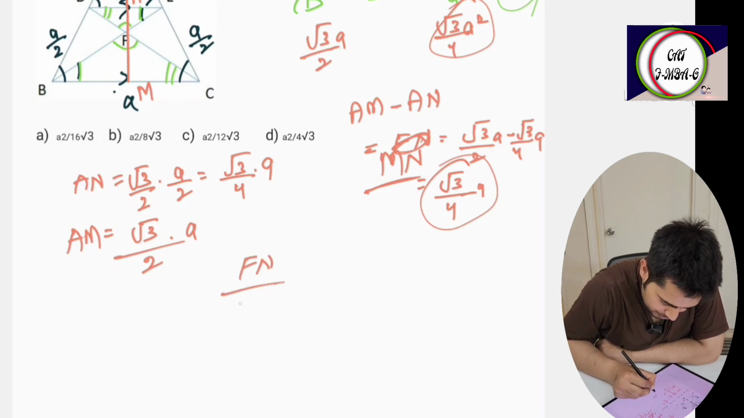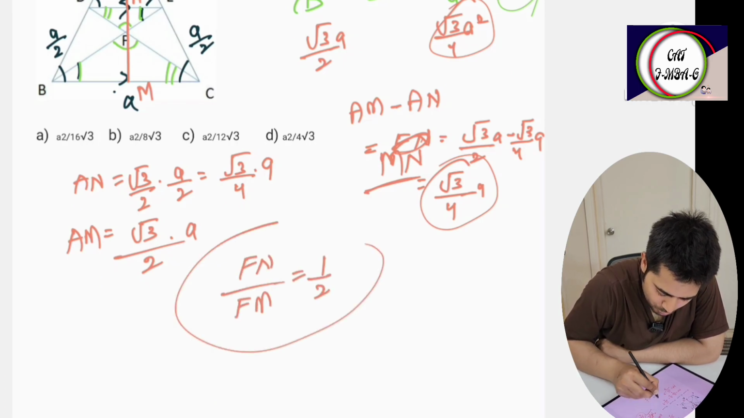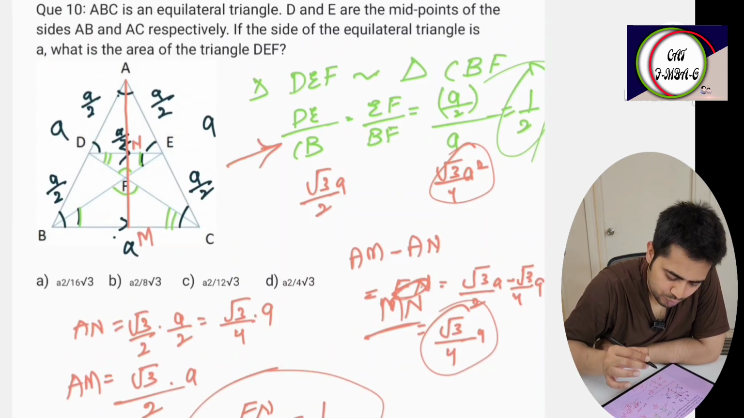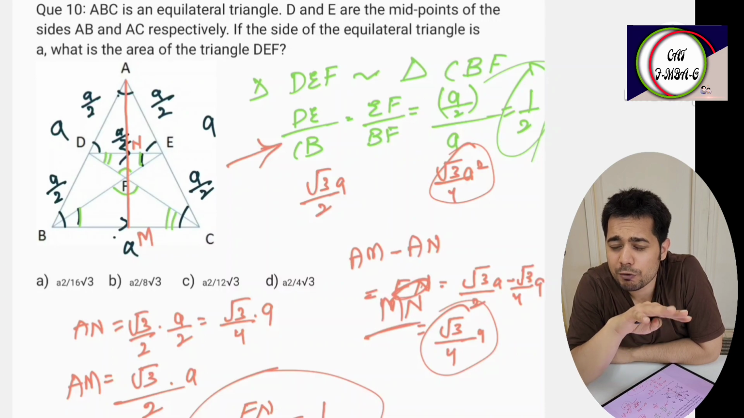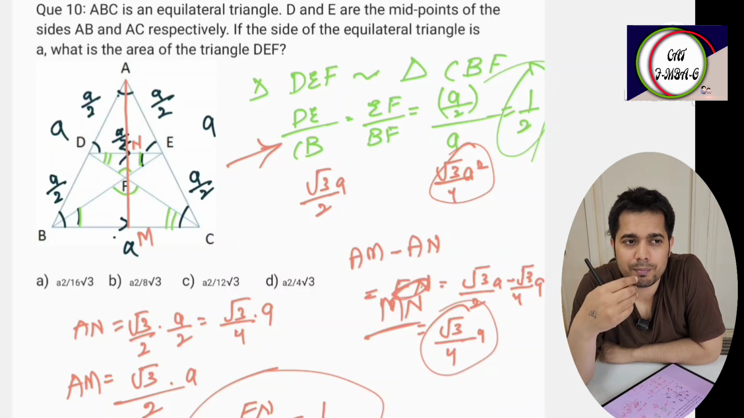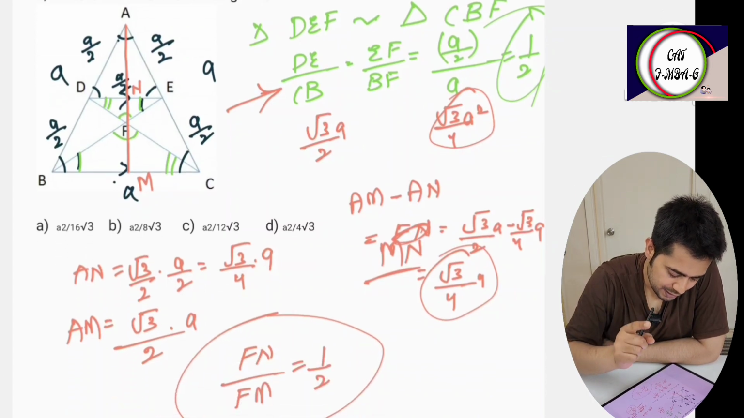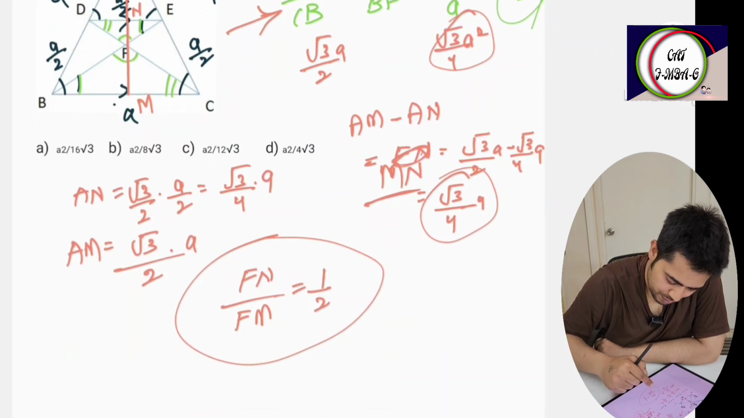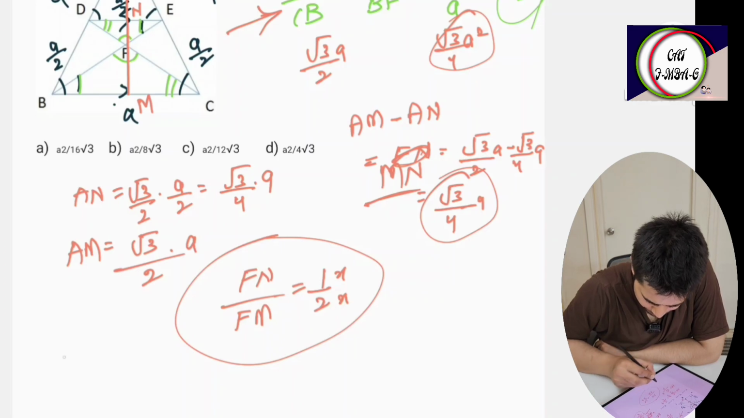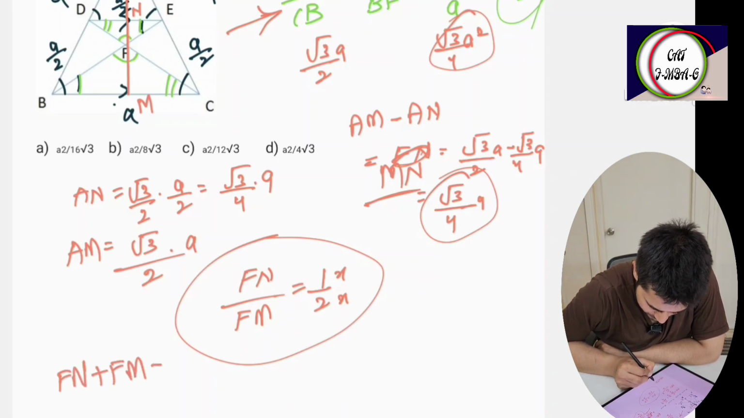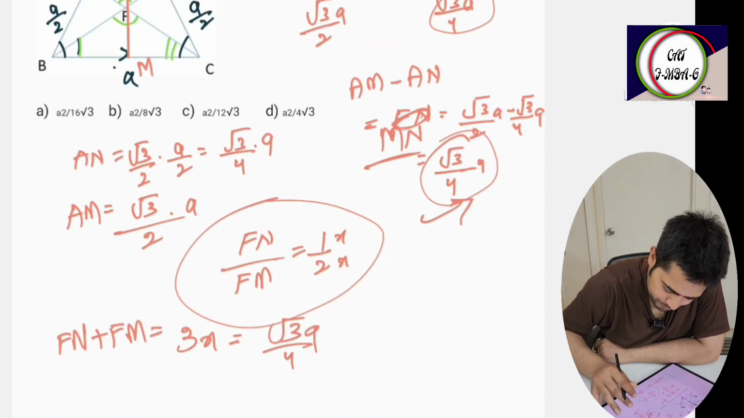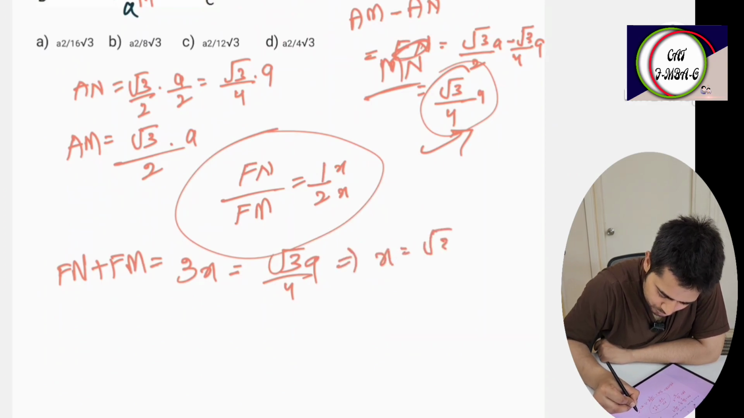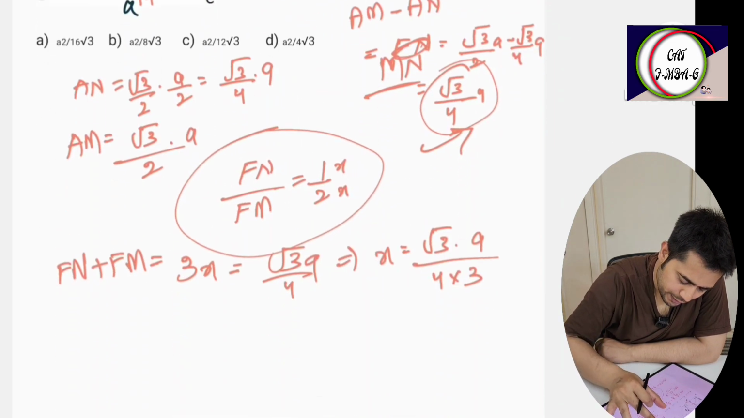Now we know that FN by FM is equal to 1 by 2. How? Because I told you in two similar triangles, this ratio is going to be the same for every other thing, whether it be sides or altitudes also. So FN is the altitude of DEF, FM is the altitude of CBF. So FN by FM is 1 by 2. Let it be x. So FN plus FM is equal to x plus 2x, which is equal to 3x. This is equal to root 3 by 4 a from here. That implies x is equal to root 3 into a by 4 into 3. Okay. What we have to find out? We have to find out area of DEF.